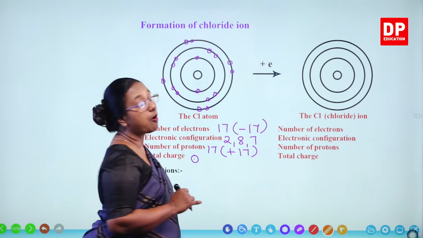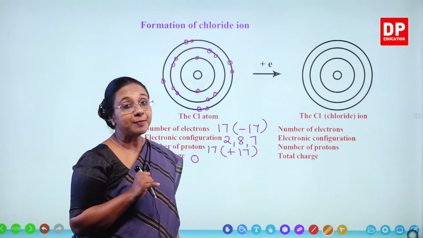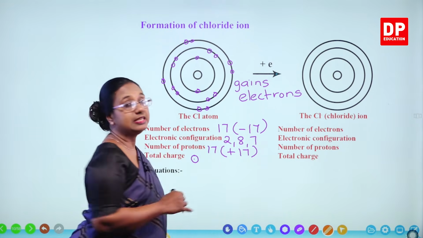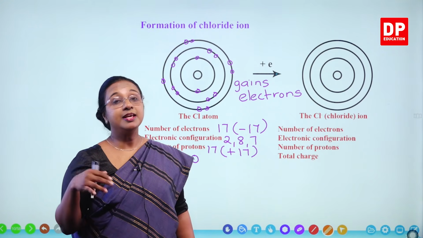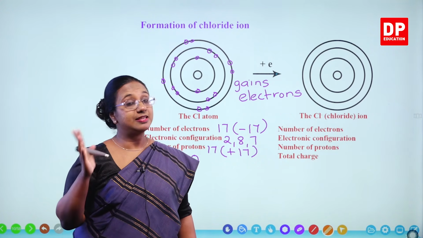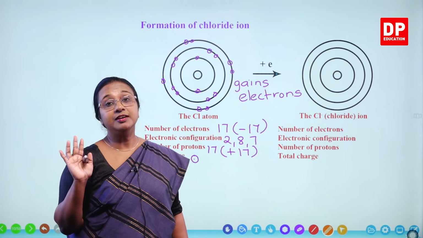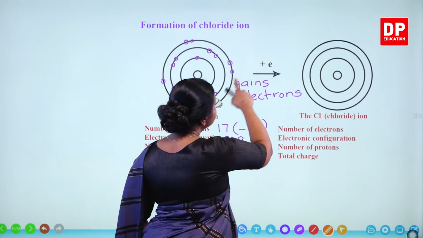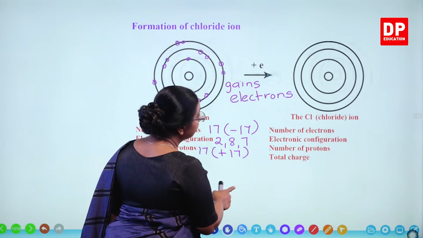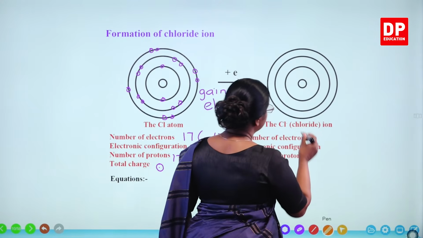But when it forms a bond, what happens there? It gains electrons. So here it is plus 1 electron. In other elements, it can be 2 electrons, 3 electrons. It depends on the valency of the element. So once this gains the electrons, what is going to be the electronic configuration?